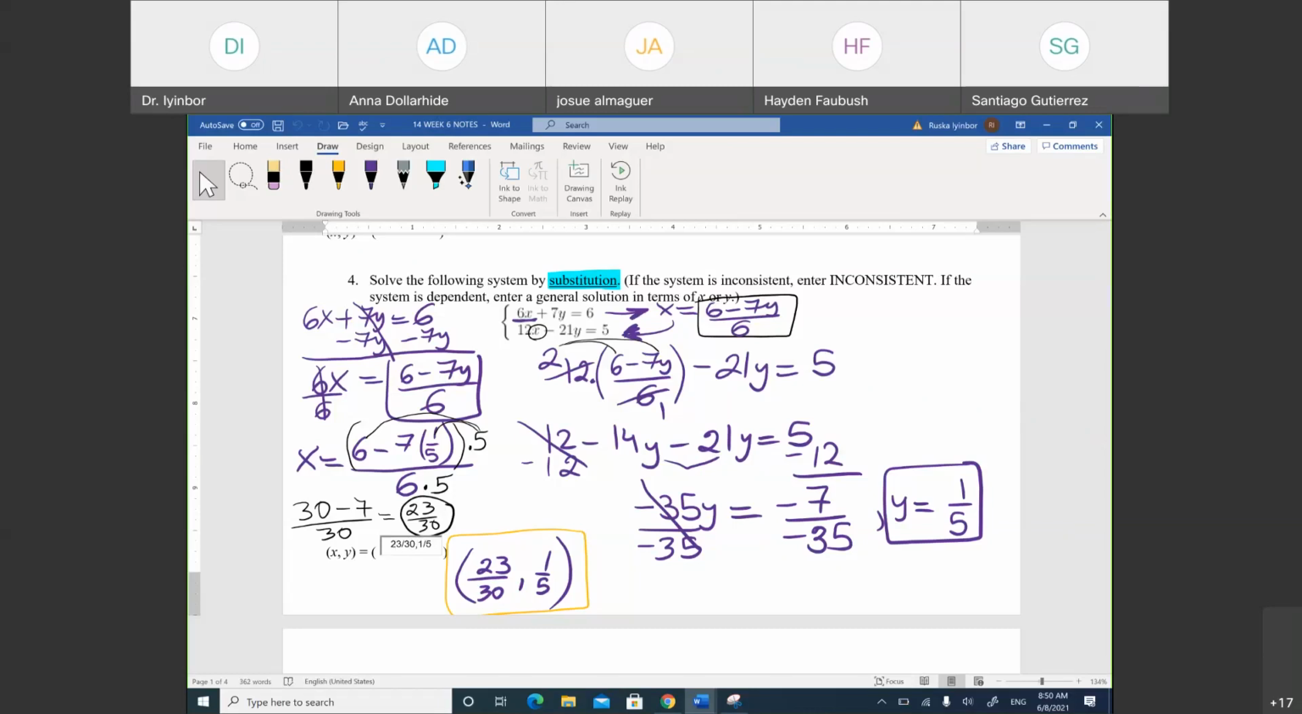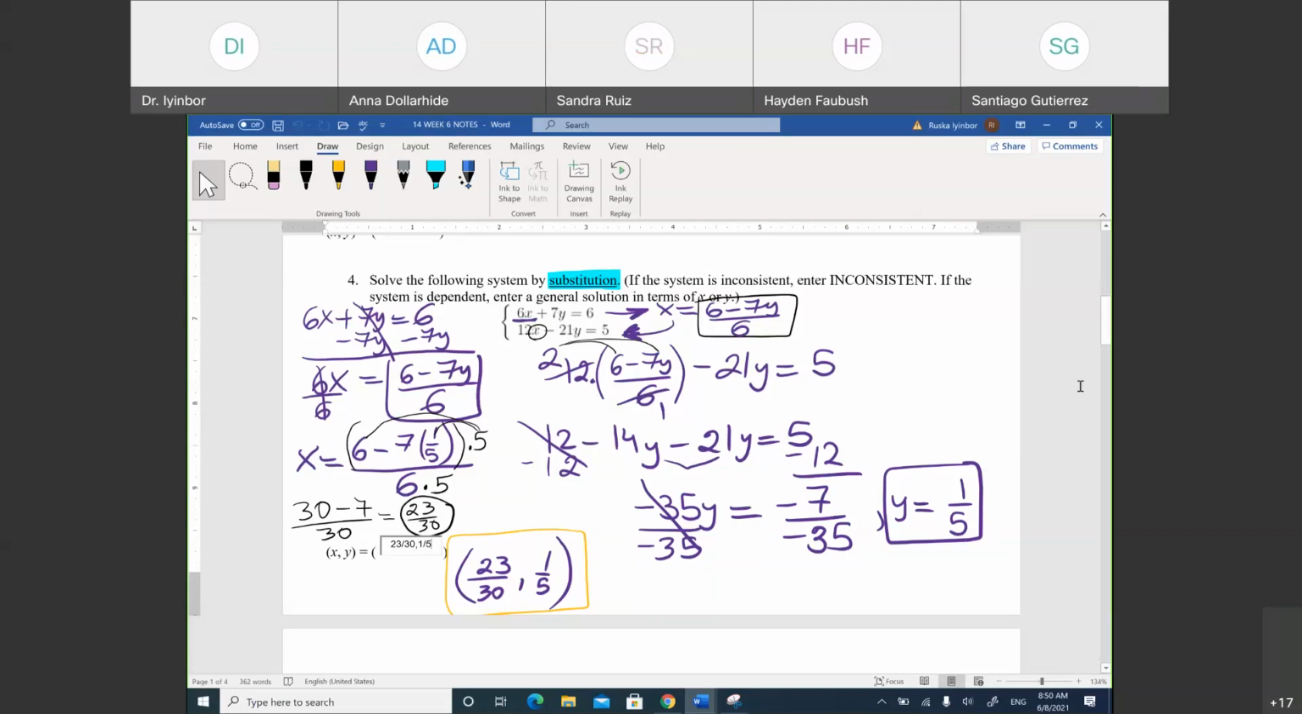So which method do you like? I need to charge my computer. So which method do you like more? Substitution or elimination? I think substitution. Substitution, okay. So this is the substitution when you plug it in. Okay. Somebody else?